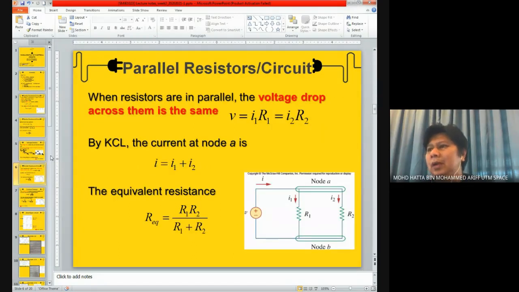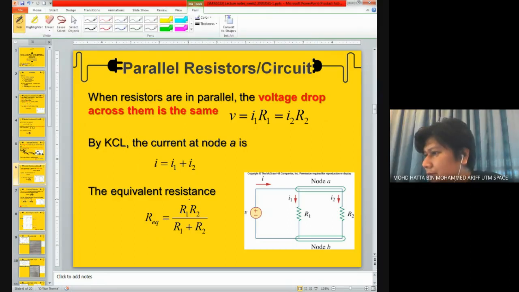Okay, we move on to parallel connected resistors. As I mentioned earlier, parallel connected resistors relate to KCL, where you see that the current flowing through each branch should be the sum of the currents going into those branches. So if you consider this circuit, we have two branches over here. This is branch number one. This is branch number two.